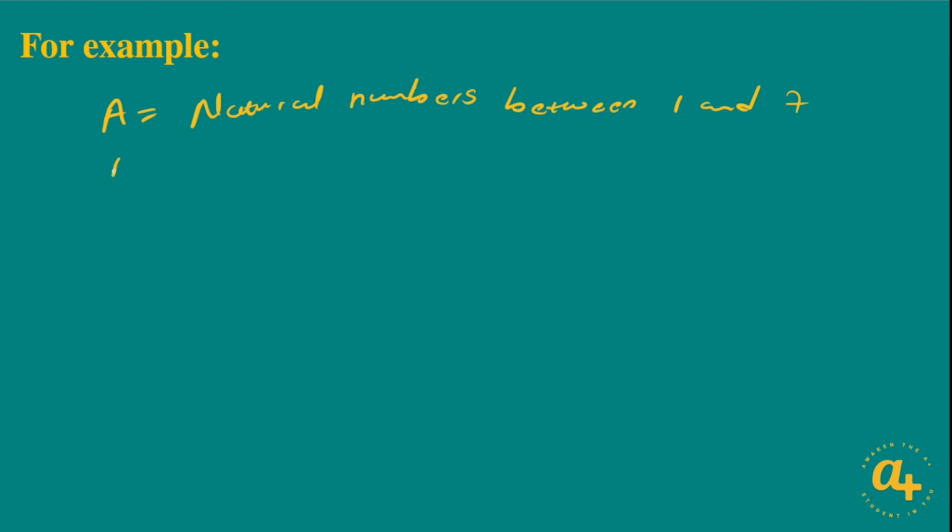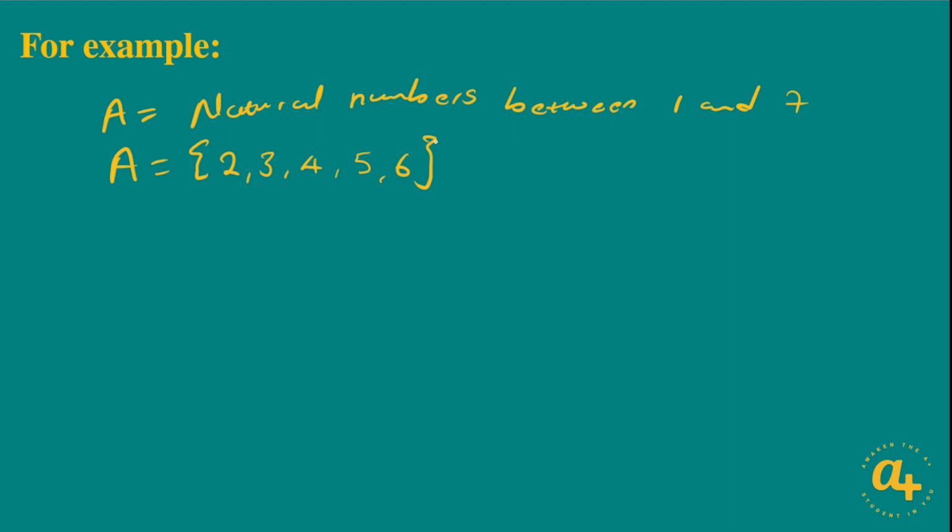So let's do that. So we have set A here, and we're going to have our open bracket. So let's list down the numbers between 1 and 7. Okay, and these numbers are 2, 3, 4, 5, and 6. Just like that, we've listed down the set of natural numbers between 1 and 7. So we can see that listing down is very easy.